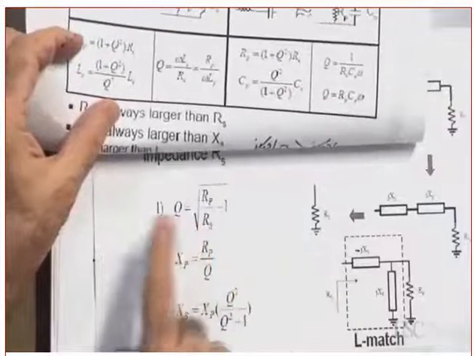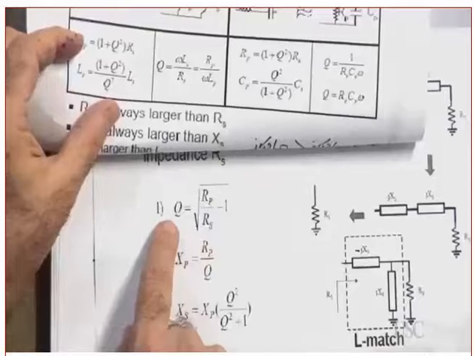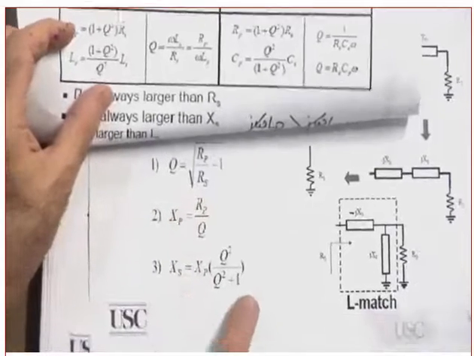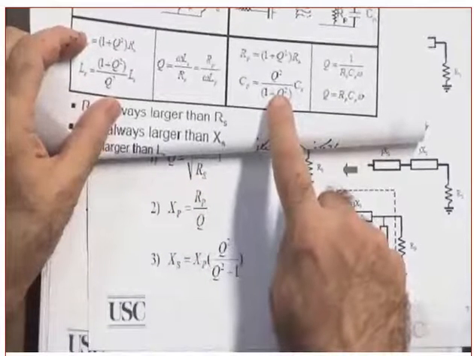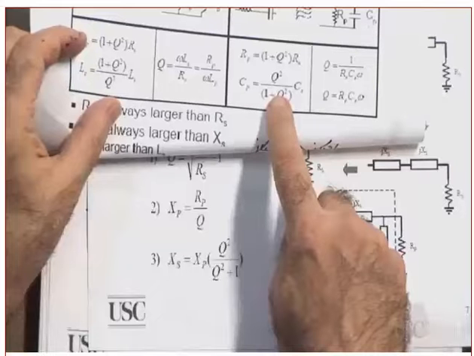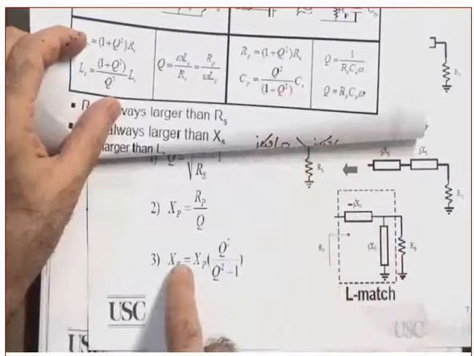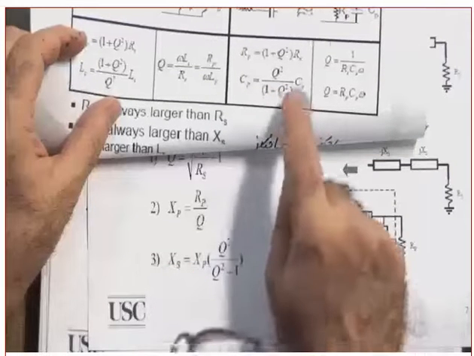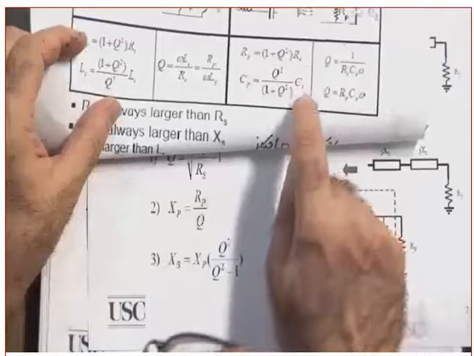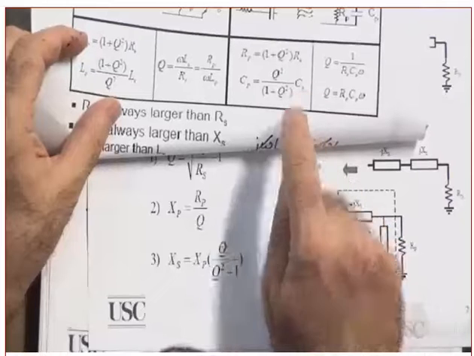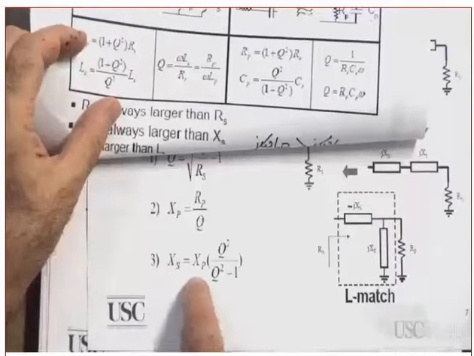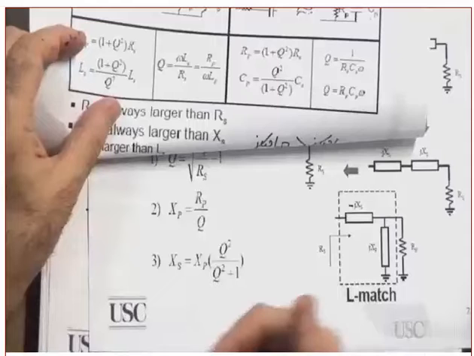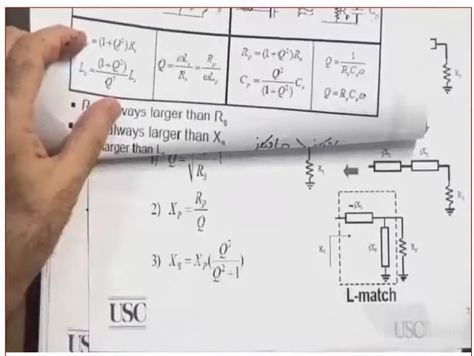Did you understand where this came from? Okay. Where did this come from? Here, this one. This one is this one. Yes or no? Why is this one XS? XS is 1 over j omega CS. So the CS is in the denominator. Did you get this or not?